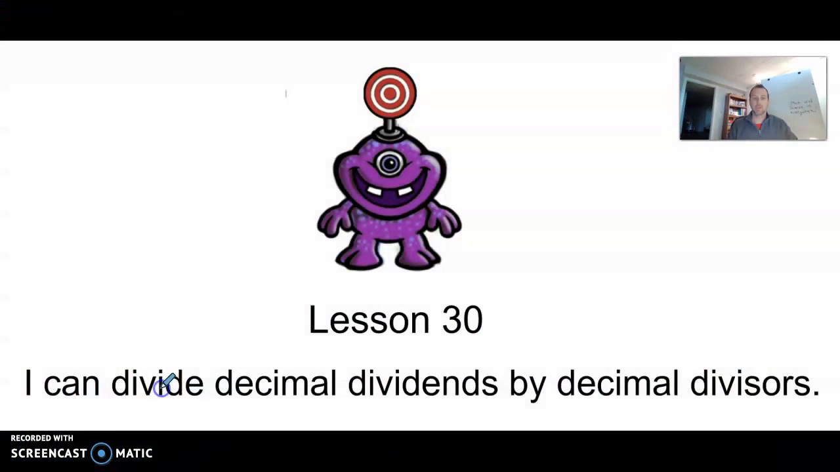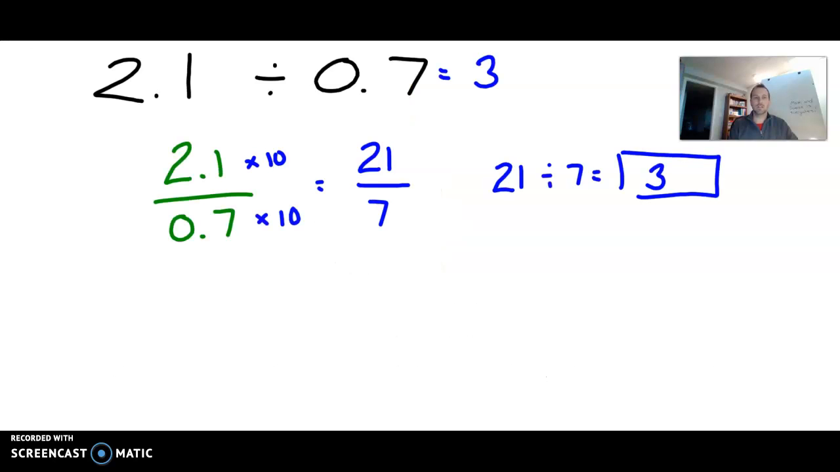So let's get started. Our goal here is to divide decimal dividends by decimal divisors. We looked at a couple of problems in the teach piece. Let's focus on this one here. We did 2 1/10 divided by 7/10, and we got 3, which seems kind of strange. How did we get such a large number, larger than both the dividend and the divisor? Well, I'm going to show you how we did that.